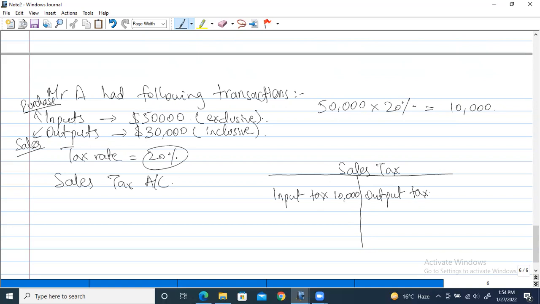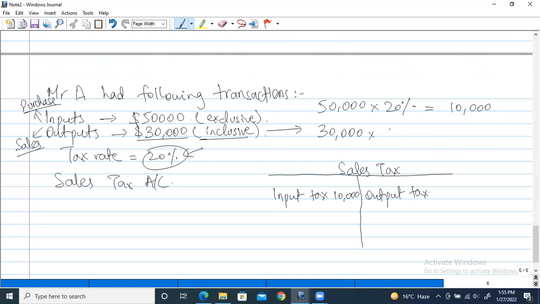Now how do we calculate the output tax? Listen over here clearly, because inclusive has a very sensitive calculation. What we'll do is 30,000. Now we don't multiply over here with the tax percentage. I just explained above that this 30,000 is inclusive. What does inclusive mean? Inclusive means that this 30,000 already has the tax amount in it. It is already adjusted for the tax amount. So that means this is not a 100% amount. This is a 120% amount. Why did I say 120? Because it already has the 20% element in it.